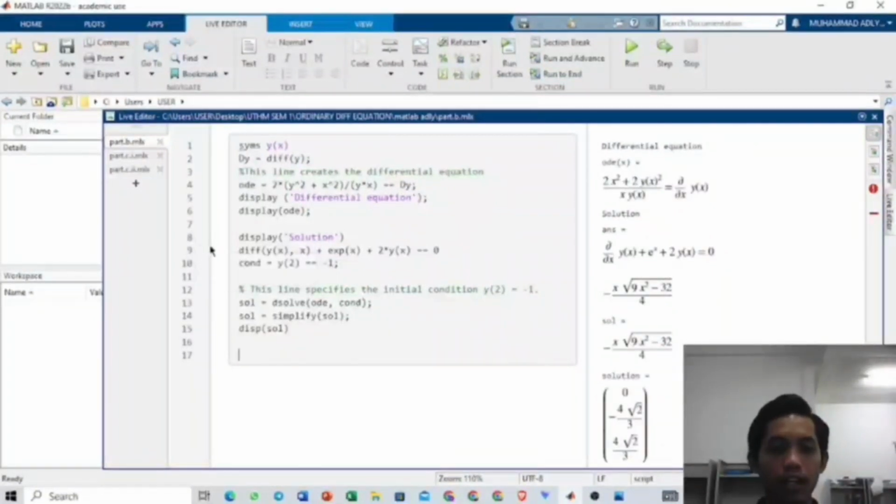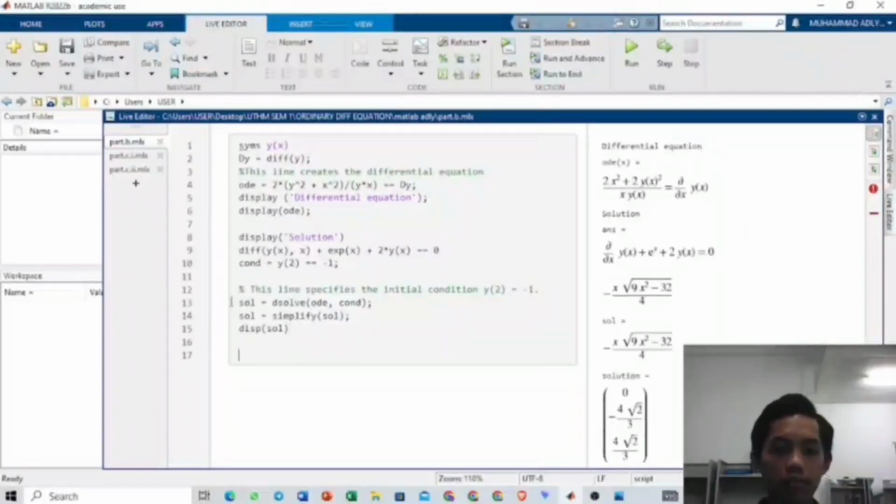The next line displays the text solution followed by a differential equation diff y(x) plus exponent x plus 2 star y(x) equal to 0. For the next line, the initial condition, y(2) equal to -1, is stored in the variable con.